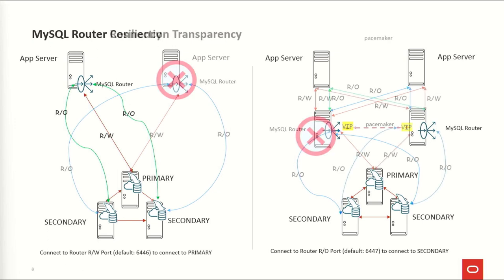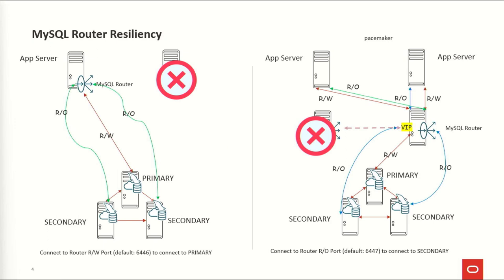When a disaster or failure happens in design number one, it doesn't matter because the application server is down anyway. So you don't need MySQL router high availability in that sense. However, if you have design number two, the virtual IP failover will provide the MySQL router service to the applications. In case one is down, then the VIP will switch to MySQL router number two so that the applications can continue to connect to the InnoDB clusters as per normal.